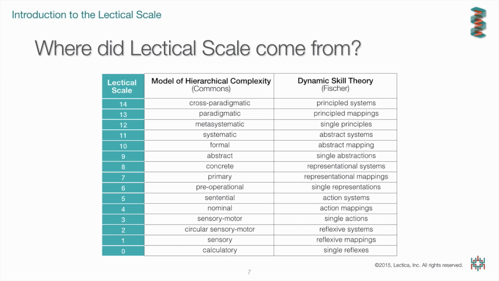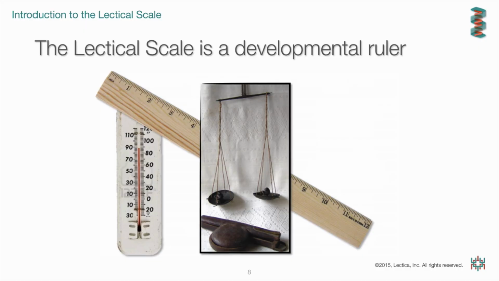We'll now see how all of this research has formed the basis of the lectical assessment system as a developmental ruler. During daily life, we probably don't even notice how many different metrics we use, such as those that measure temperature, length, or weight. When we use one of these measures, we're actually describing a fundamental aspect of nature, such as distance, time, mass, brightness, or temperature.